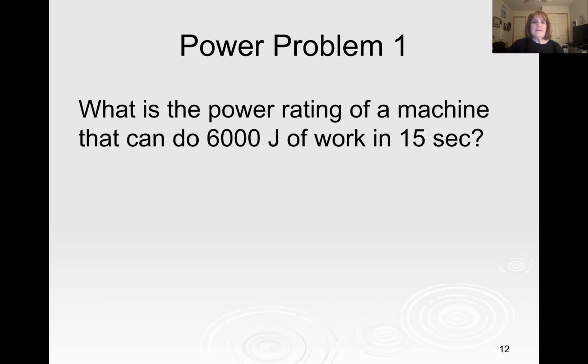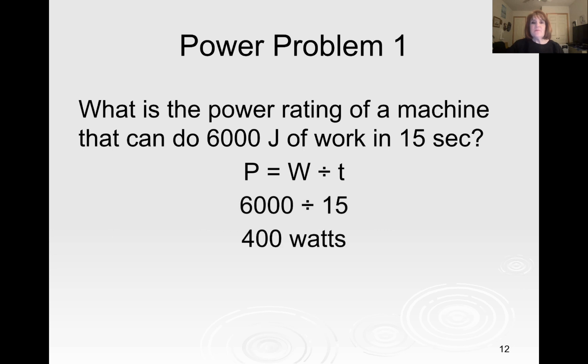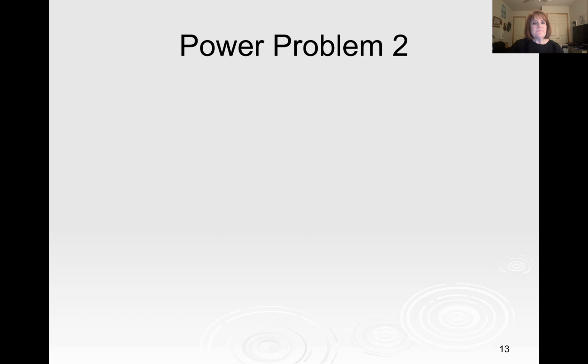So what is the power rating of a machine that can do 6,000 joules of work in 15 seconds? Power is work divided by time. 6,000 divided by 15 would be 400 watts of power.